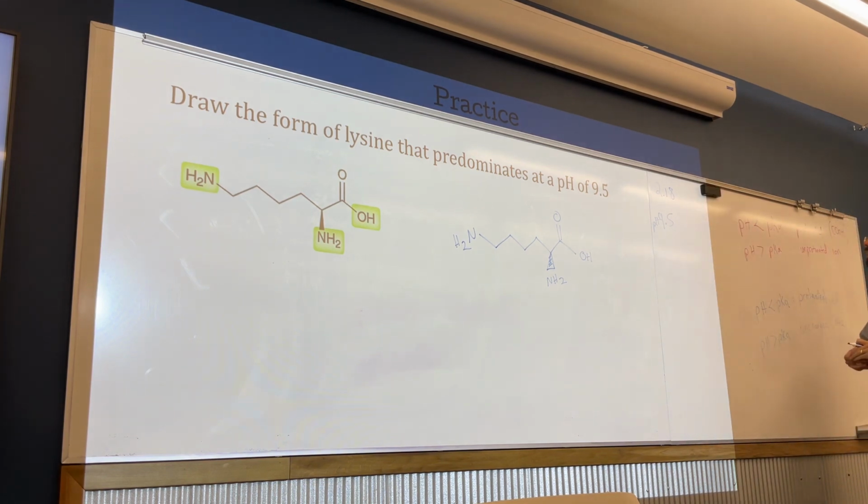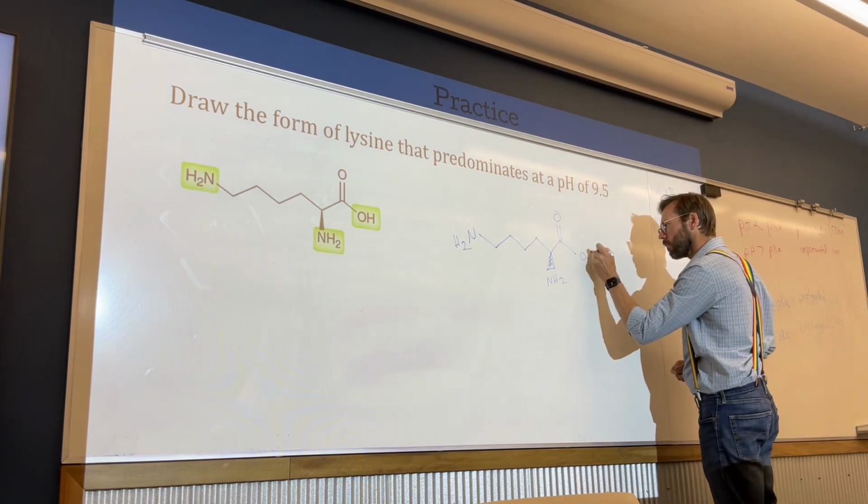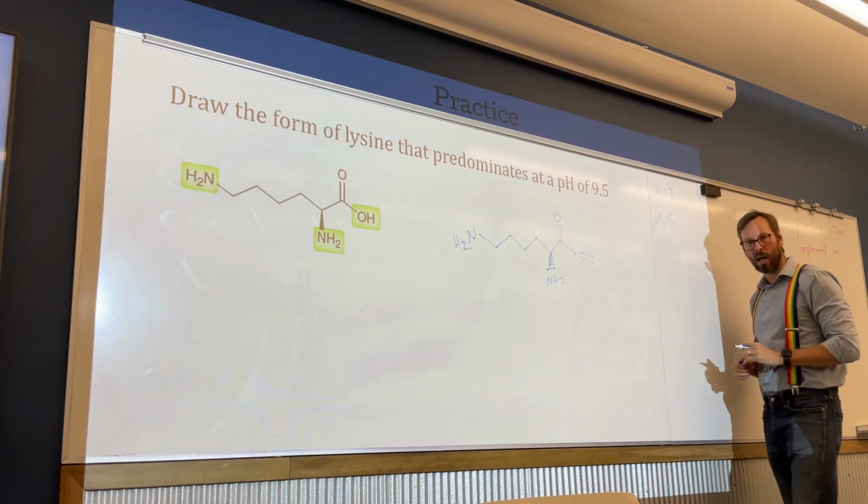So, if the pH is less than the pKa, you're going to get the protonated form. If the pH is greater than pKa, you're going to get the unprotonated, the carboxylate ion. In this case, the pH is significantly higher, right? So we're going to get the carboxylate ion form.